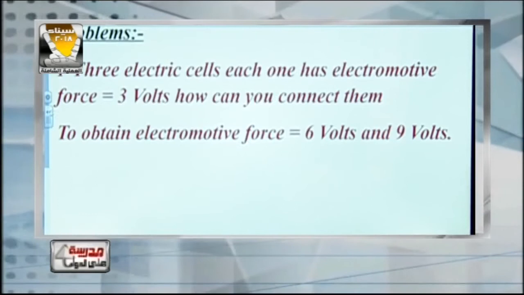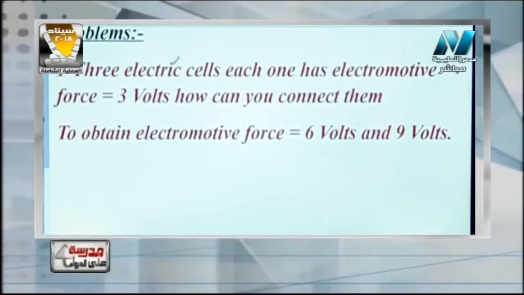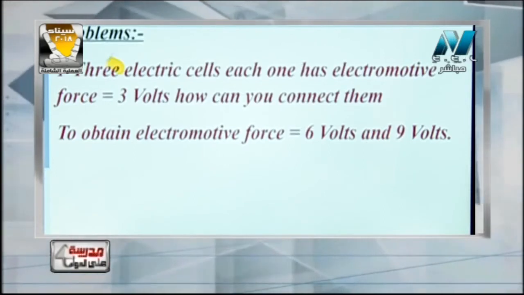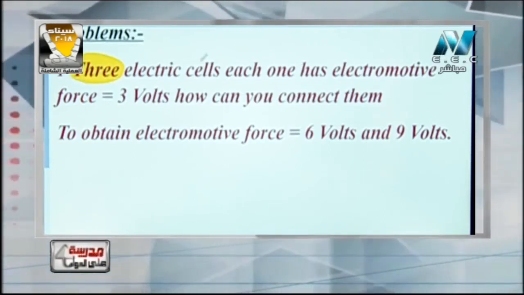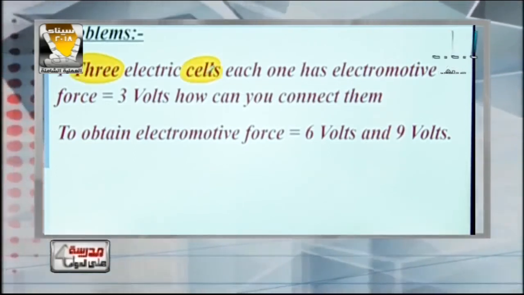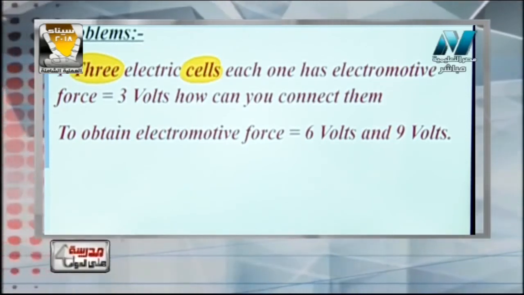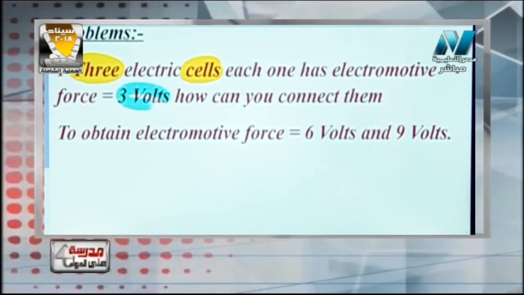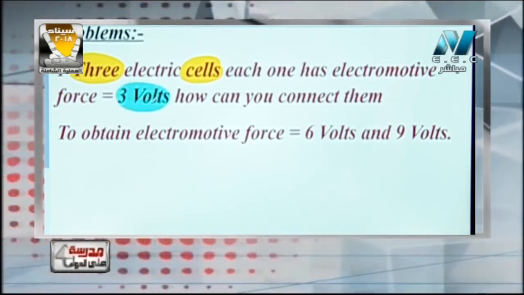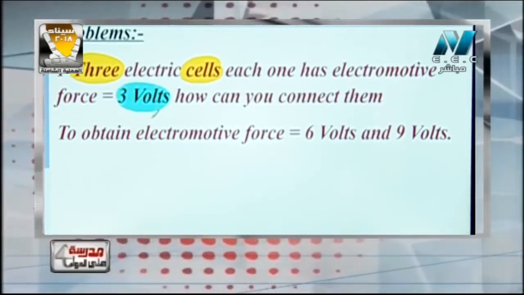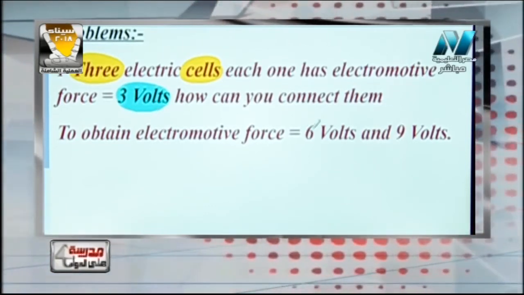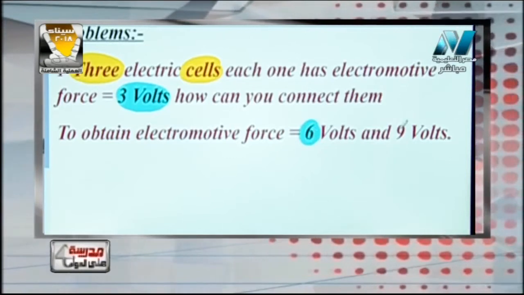Let's pay attention. In this question we should remember, or we should determine, the number of cells. We have 3 electric cells, so number 1 is a given. And the electromotive force of each one equals 3 volts. How can you connect them to obtain electromotive force equal 6 volts and 9 volts?